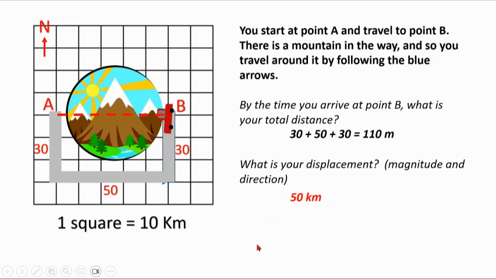Now, we do need a direction, and we started off here. This is a map with north is up, and so to the right would be east. So our displacement, if we write it down correctly, is 50 kilometers to the east.